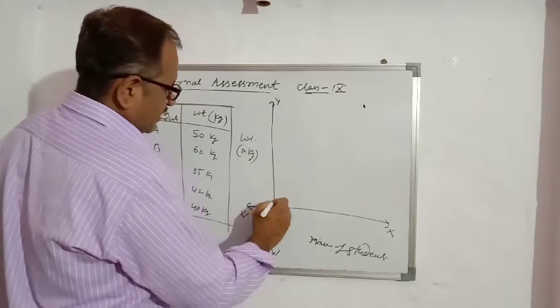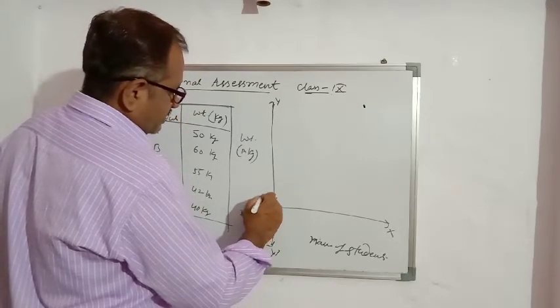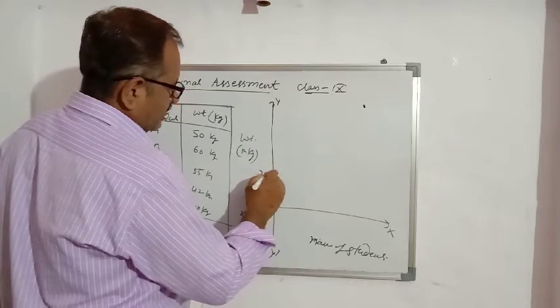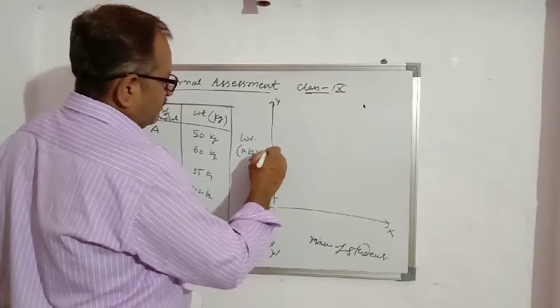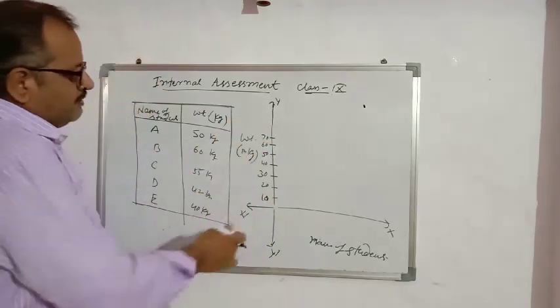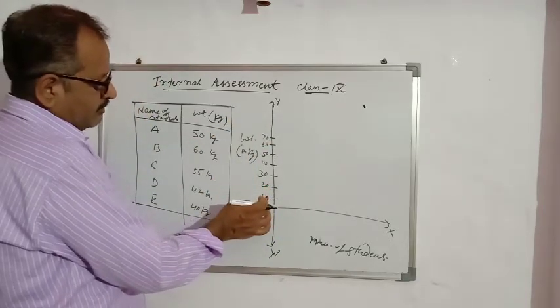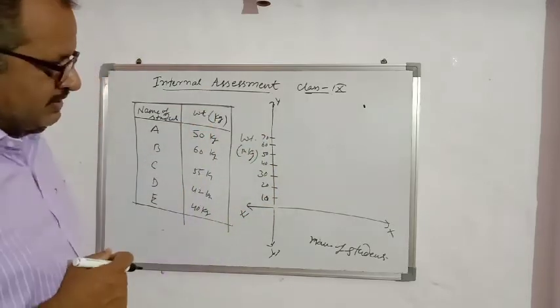So weight we can take here. Suppose at 1 centimeter, 10 kg, 20 kg, 30 kg, 40, 50, 60, 70 like this. We will suppose a scale, let 1 centimeter be equal to 10 kg. Then we can mark 10, 20, 30, 40, 50, 60 at the y-axis.